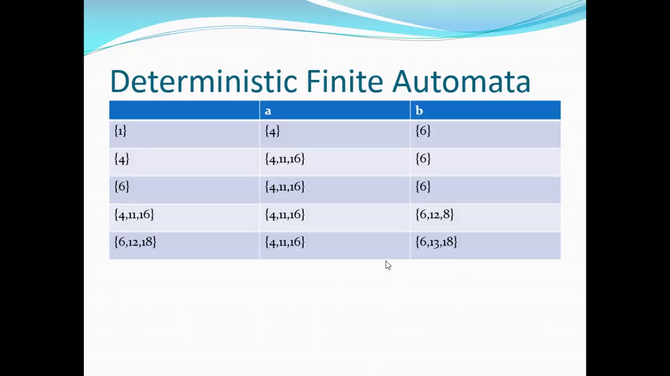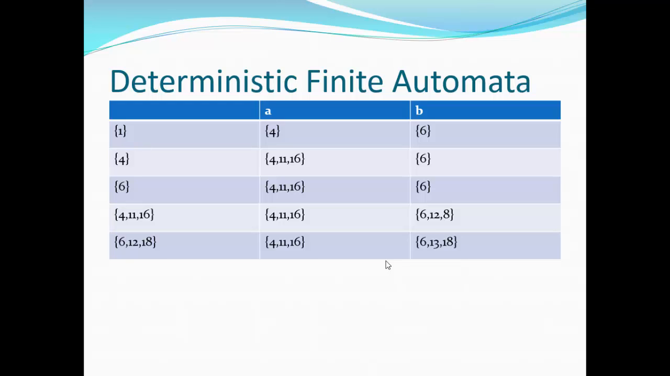Now 6 is connected to A is 4, 11, 16 from the above table, and 6 is connected to B is only 6. And now from the 3 rows we will see which we didn't cover. This is 4, 11, 16, which we haven't covered so far, so we will write it as 4, 11, 16. And 4, 11, 16 to A is 4, 11, 16, the same, there is no change. For B it is 6, 12, 18. Now 6, 12, 18 connected to A is 4, 11, 16, and 6, 12, 18 is connected to B is 16, 13, 18.